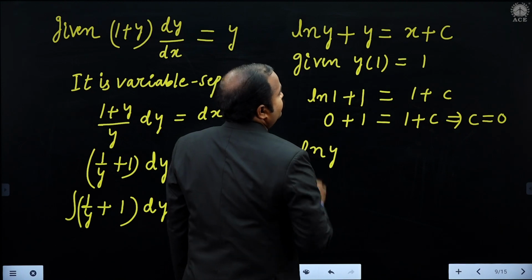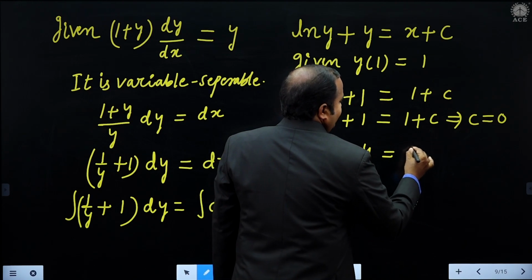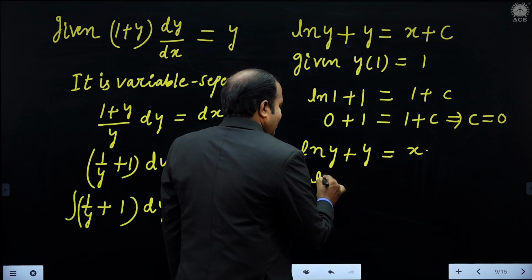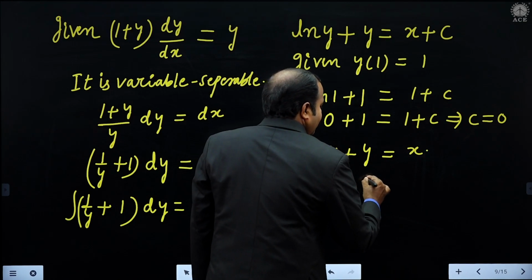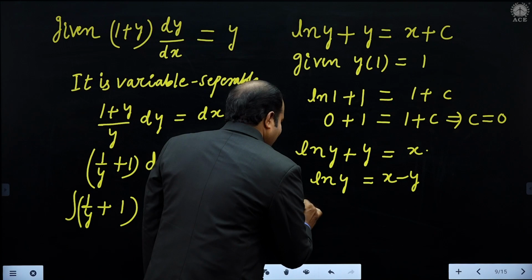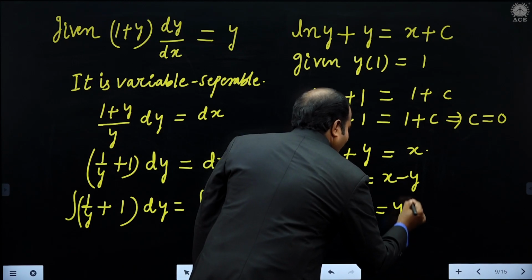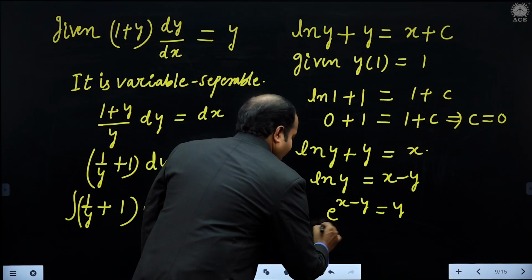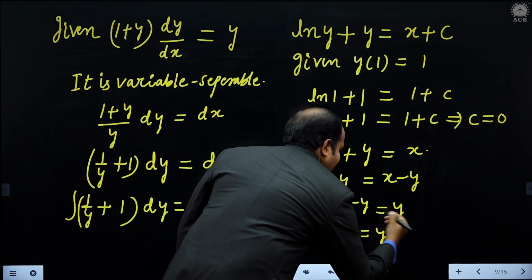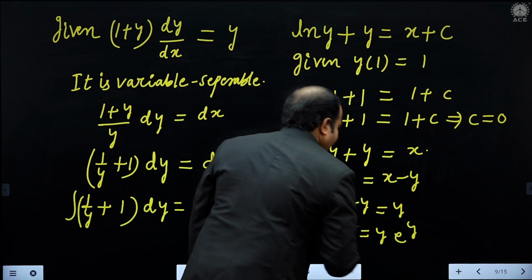Logarithm of y plus y equal to x only. So we can write this one as log y equal to x minus y only. By simplifying this one, e raised to x minus y equal to y only. That implies e raised to x equal to y into e raised to x minus y, that is e power minus y, it becomes e power y only.